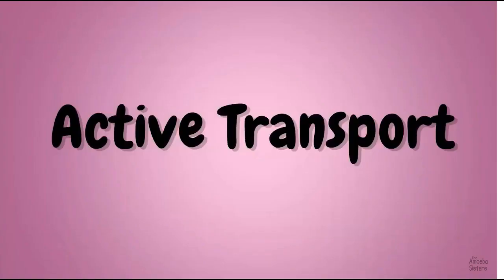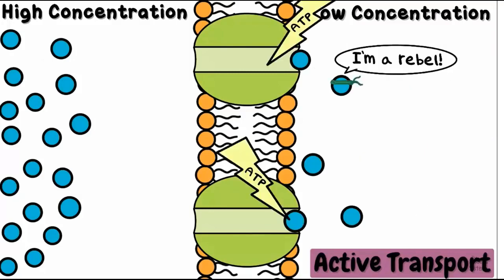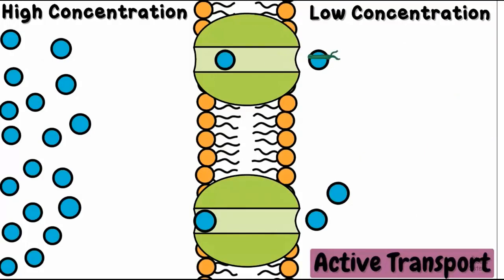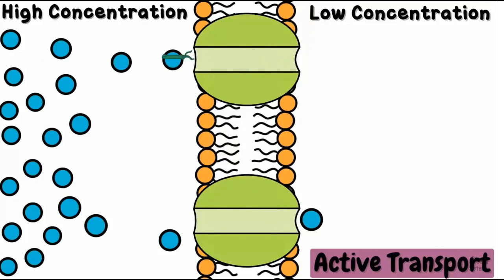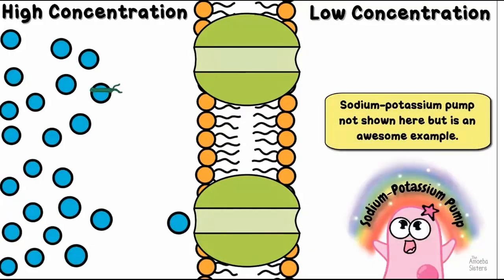ATP can power active transport to force molecules to go against their concentration gradient. And one way it can do that is actually energizing the transport protein itself. One of our favorite examples of active transport is the sodium-potassium pump. So that's definitely something worth checking out.